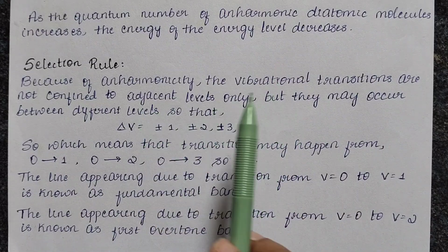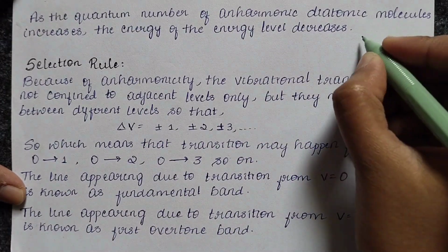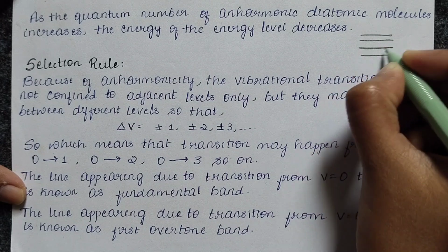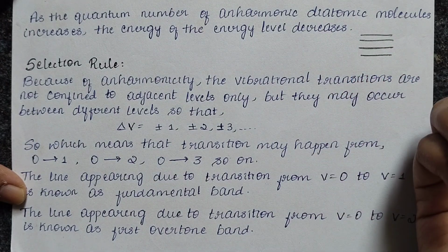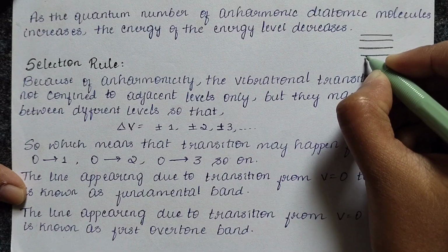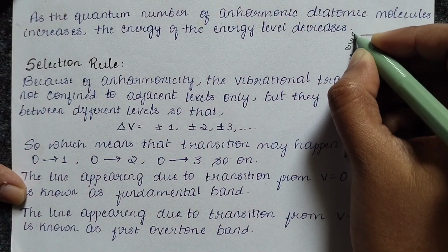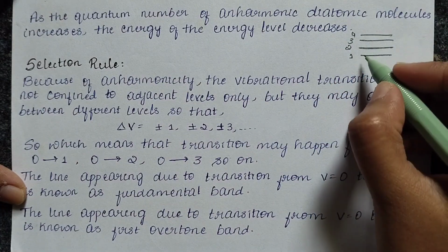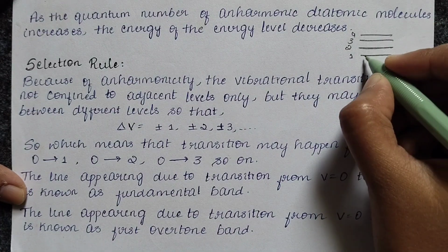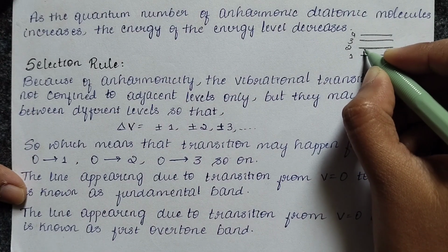So what does this statement mean? If we consider the different energy levels, in the previous spectroscopic methods and transitions we have seen that, let us consider 1, 2, 3, 4, these are the 4 energy levels. In the previous spectroscopic method, we have seen that electrons will transit only to their adjacent or corresponding energy level.